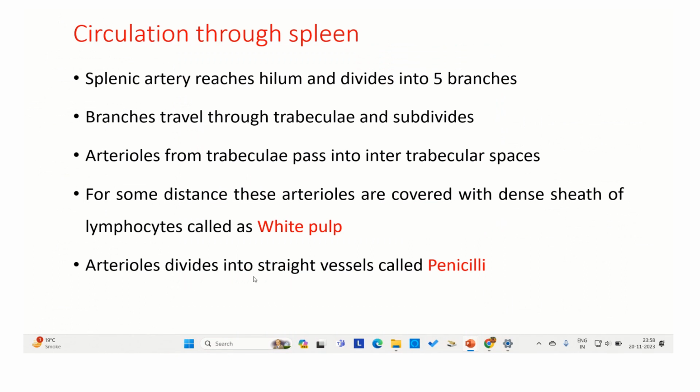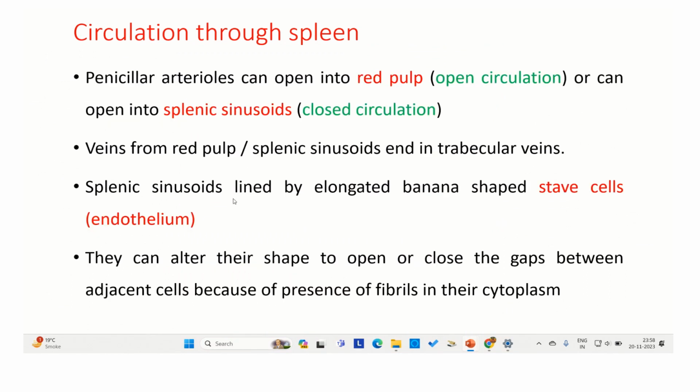So arterioles divide into straight vessels called penicillae. Penicillar arterioles can open into red pulp, directly opening into the reticulum where they are directly exposed to macrophages. That is called open circulation. Or the same penicillar arteries can open into splenic sinusoids, which is called closed circulation.